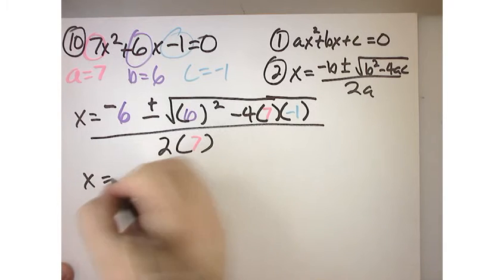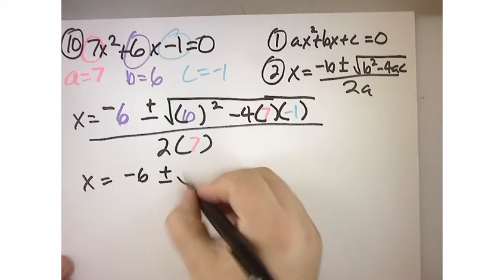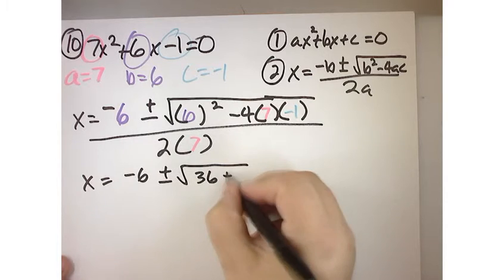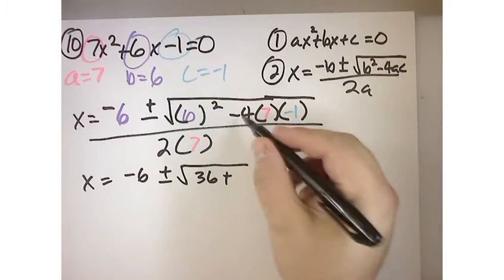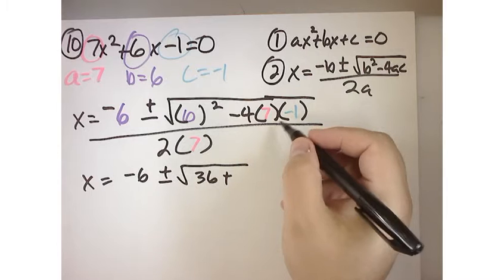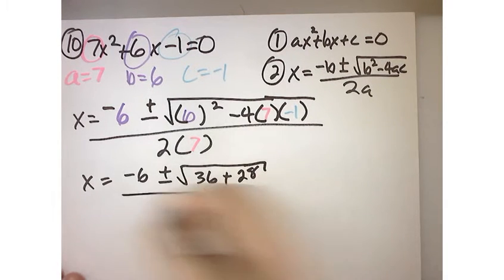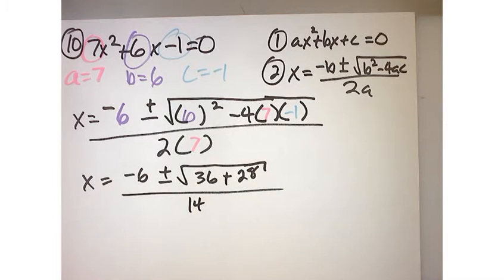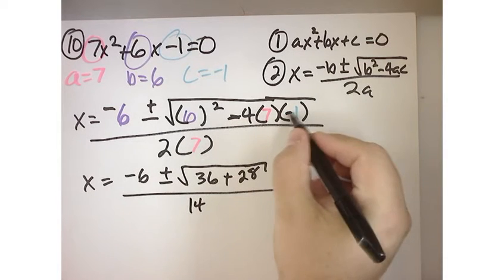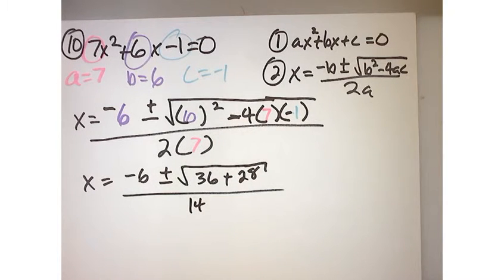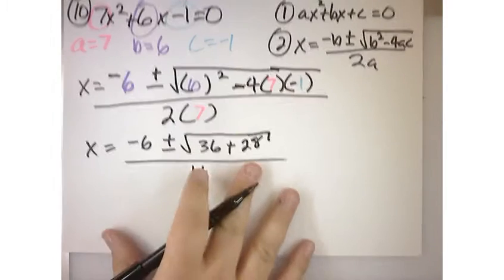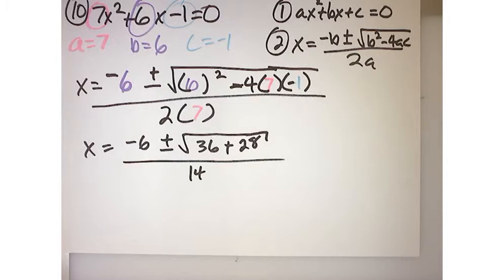X is equal to negative 6 plus or minus the square root of 36 plus 4 times 1. Negative 4 times negative 1 is positive 4 times 7 is 28. Yeah? All over 14. No. It's negative 4 times negative 1, which gives you a positive. Alright, so what's 36 plus 28? 44 plus 20, is it 64? Is it?